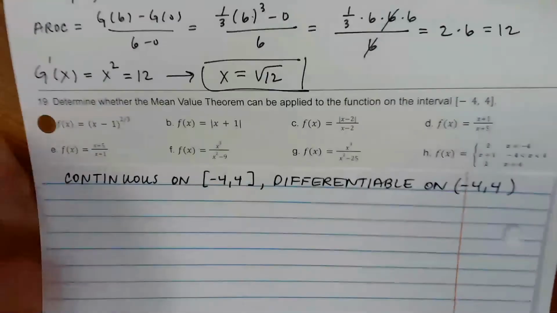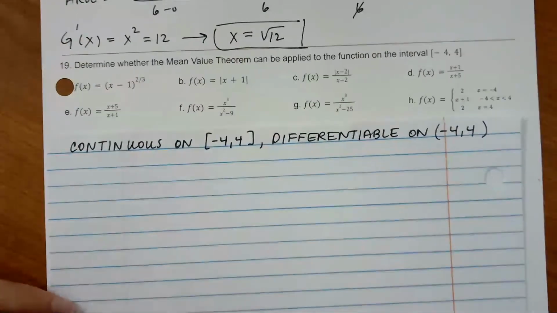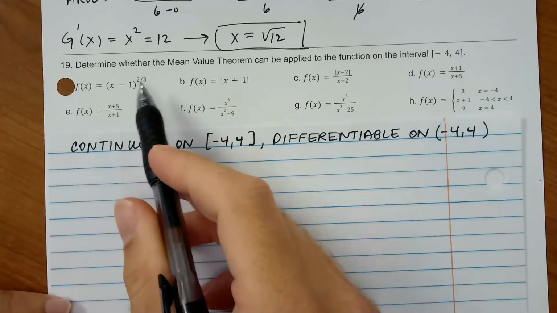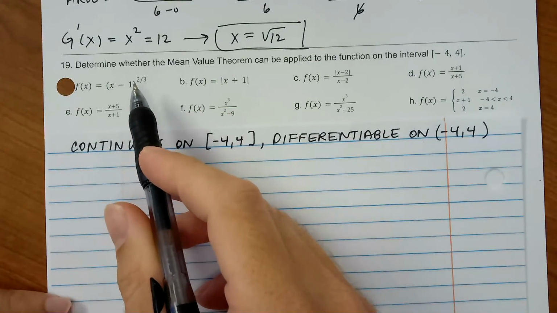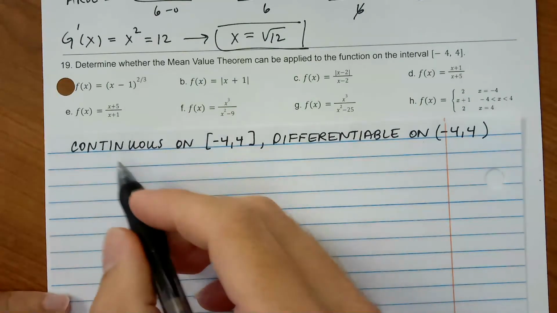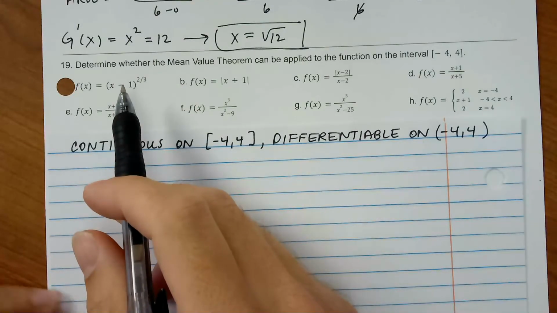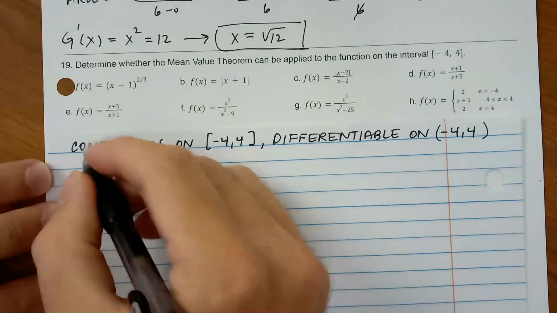All right, so we're just going to do some investigation on whether these things are continuous and/or differentiable. Okay, (x minus 1) to the 2/3. If you know what the y equals x to the 2/3 graph looks like, it looks kind of like a bird. You know, there's a sharp corner there.